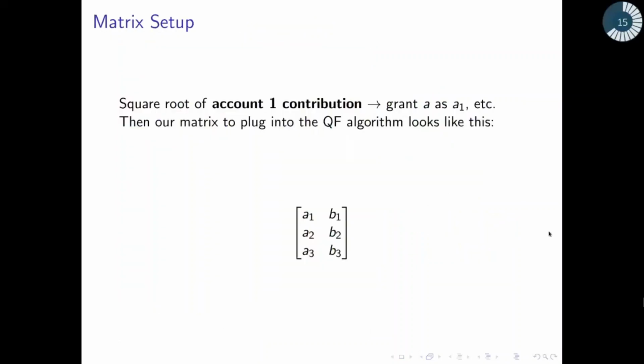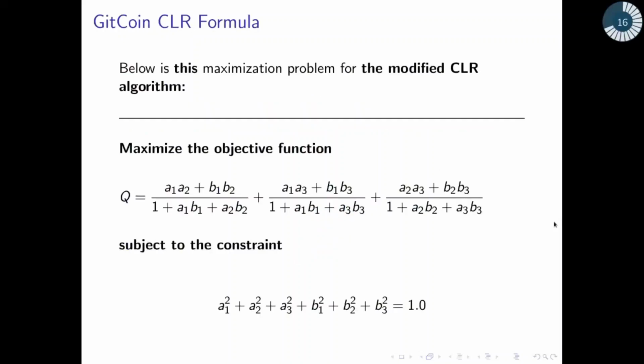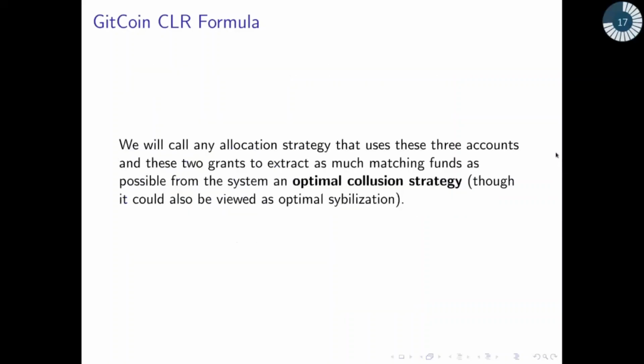So then if we think of this through our matrix setup, and you actually plug it into the formula, you get this interesting looking formula that you're trying to optimize. Just believe me on the details; if you work through it, you get this. And we're going to look for the optimal collusion strategy. So what maximizes that?